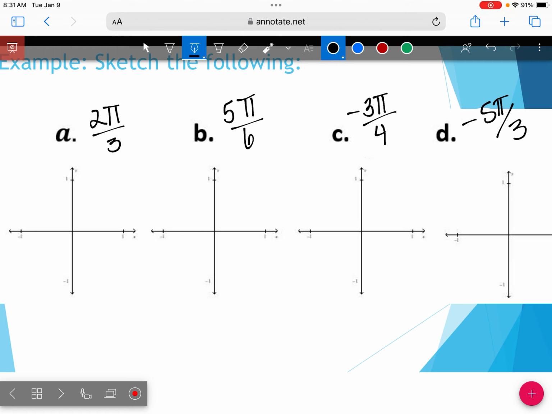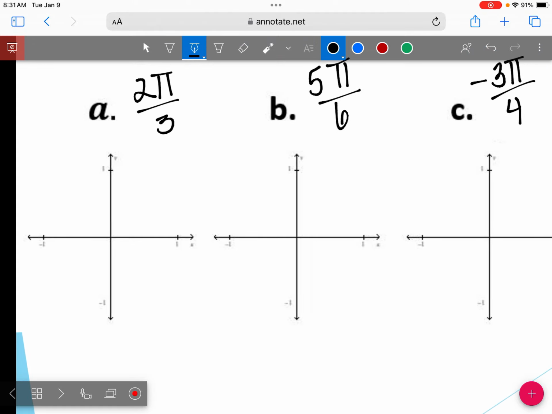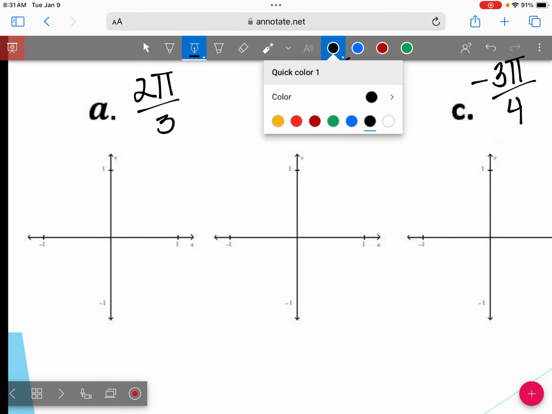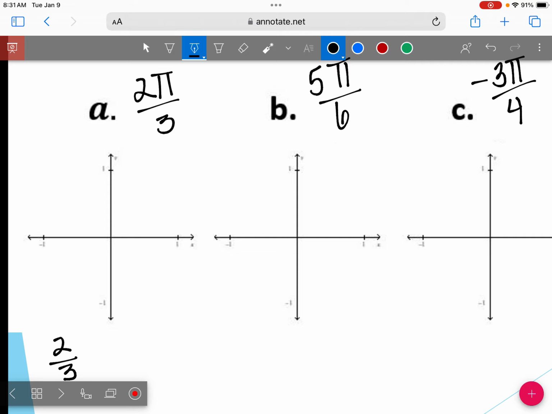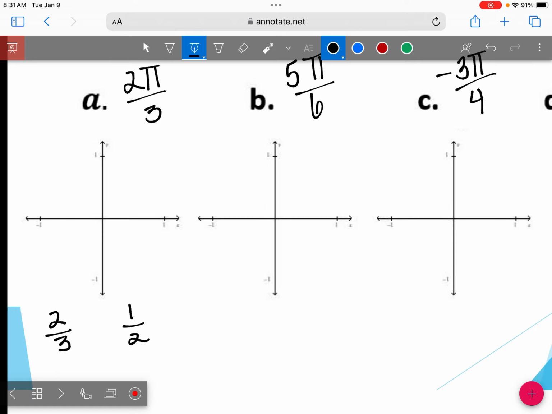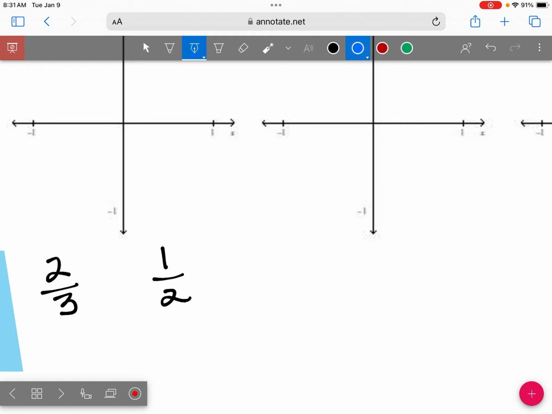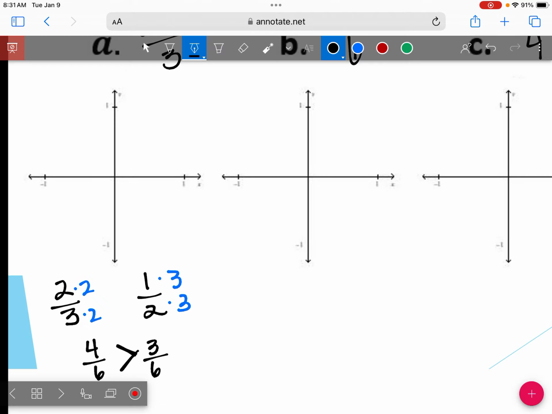Okay, so I'm sorry. But show me with your fingers what quadrant did you land in for 2 pi over 3. All right, I would agree. So if we were to compare the fractions 2/3 and 1/2, multiplying this first fraction by 2 and the second fraction by 3, that would give us 4/6 and 3/6. So that tells me that 2/3 is greater than 1/2, which is going to put us in quadrant 2.